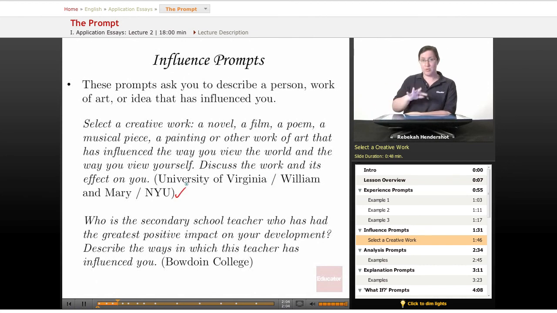All right, and this is the other really common form of influence prompt. Who is the secondary school teacher who has had the greatest positive impact on your development? Describe the ways in which this teacher has influenced you. Now, it isn't always a question about a teacher. Sometimes it's about the person who's had the greatest impact on your life. But both of these questions, whatever their style, are basically looking for what's influenced the way you see the world, the way you behave, the way you think. Identify the something or someone that has influenced you and explain that influence.